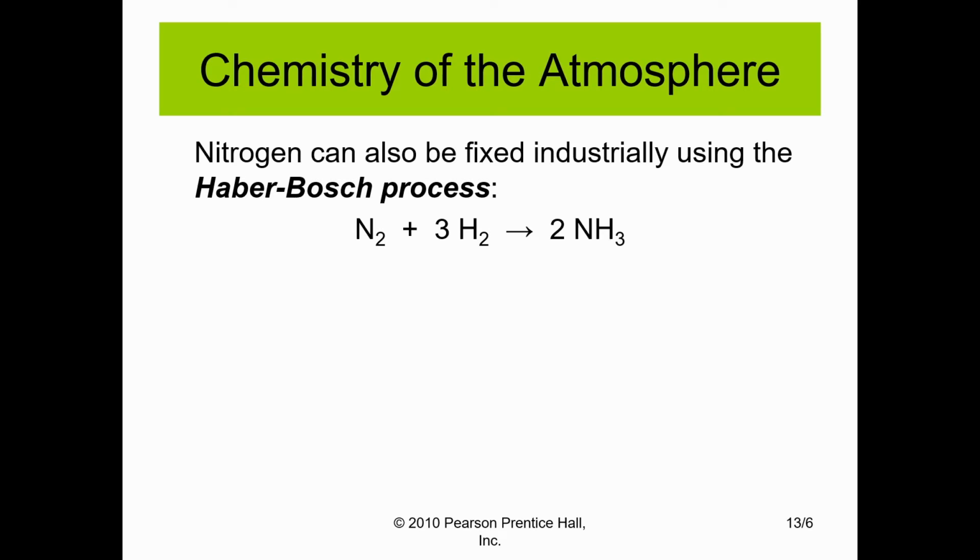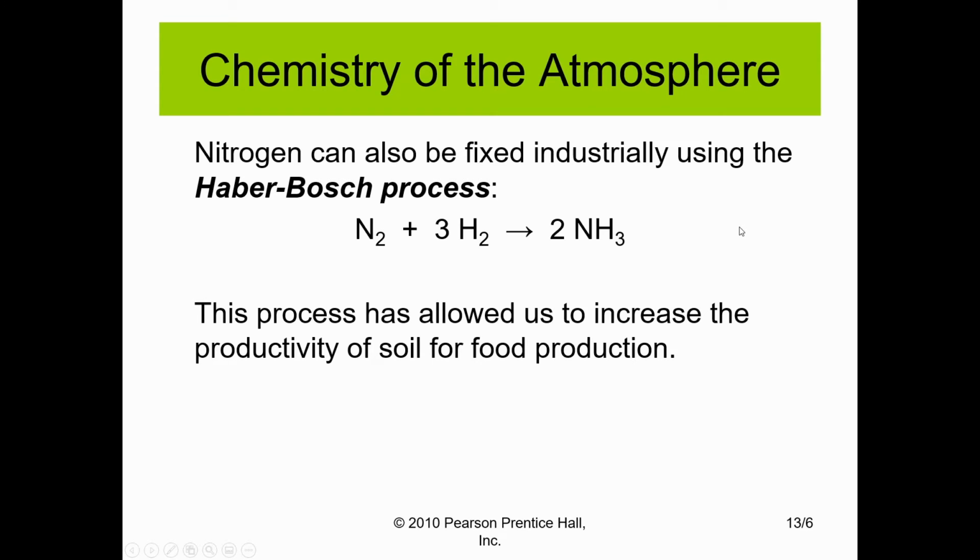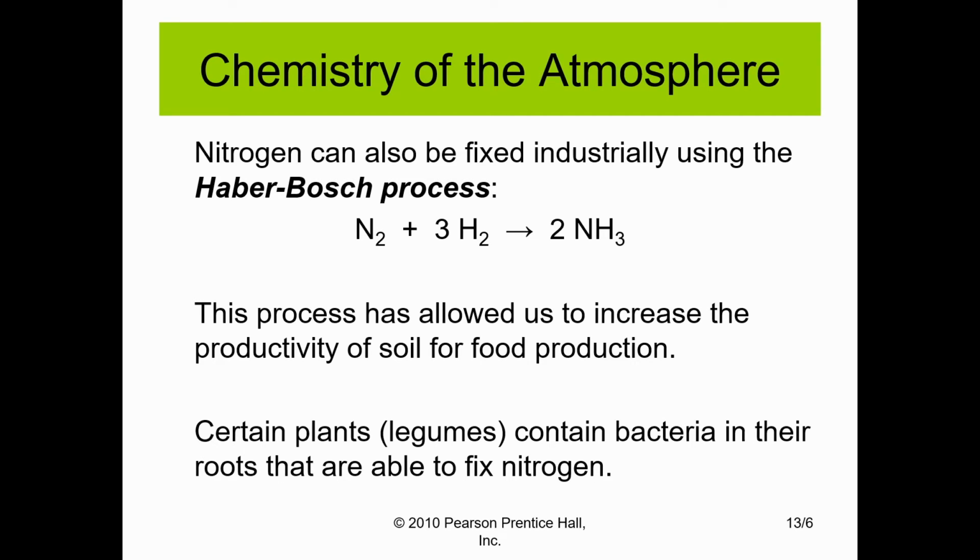While lightning can fix nitrogen naturally, we have also developed an artificial process to fix nitrogen called the Haber-Bosch process. In this process, one molecule of nitrogen reacts with three molecules of hydrogen gas to form two ammonias. This process is used on a large scale to produce ammonia for the increased productivity of soil and food production utilizing fertilizers. Naturally, nitrogen can also be fixed by certain plants containing bacteria in their roots.